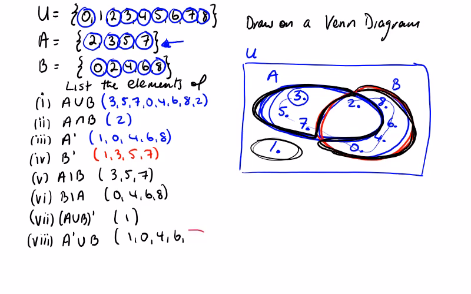I'm still not doing this question right. A complement union B is everything outside of A. I left out the 2 here because that's in B. So it's 1 outside and I've got a 0, 2, 4, 6, and an 8 inside. Be careful to read the question carefully and not to rush.